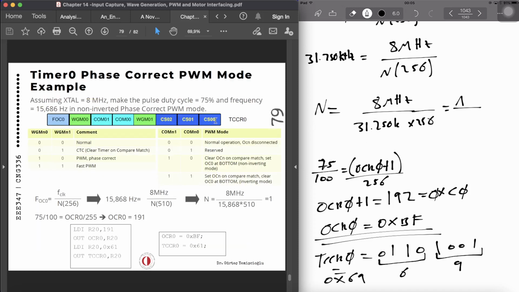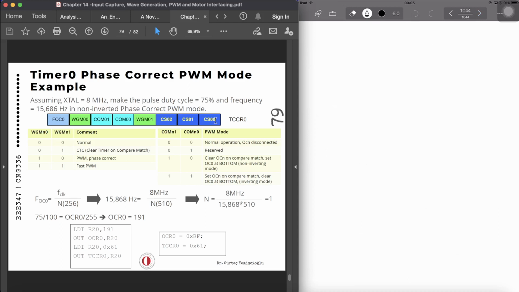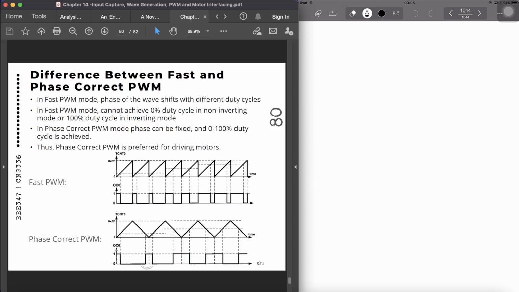So the question again: 8 megahertz clock, and duty cycle is 75% and 15 megahertz clock. So we'll have 15 megahertz, and we need to find the prescale, which is going to be 1 again, and 75 over 100. When we rearrange the formula, we are going to get OCR as 191. Okay, so in the non-inverted mode, 191, and TCCR will be set for phase correct PWM, which is 61. So that's all you need to do. When you configure this, we can easily generate PWM signals.